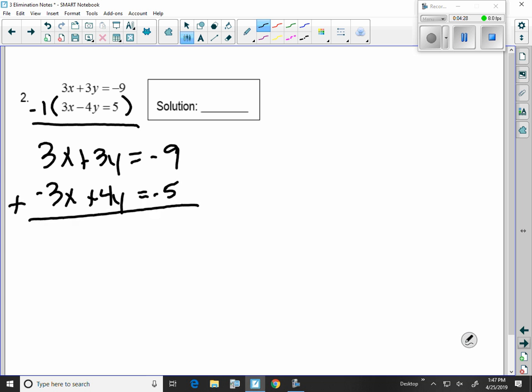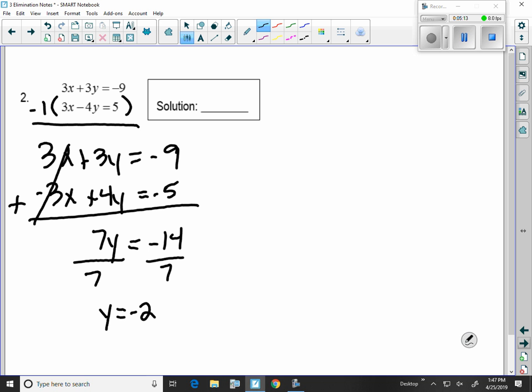Now we can create our big addition problem. So after you have those opposites, you can create that addition problem. 3x minus 3x, or plus a negative, right? Those would cancel. We should end up with 7y. And then negative 9 minus 5 is negative 14. Okay, divide by 7.